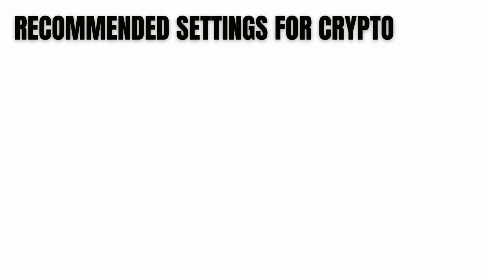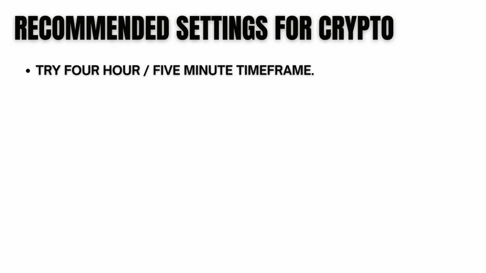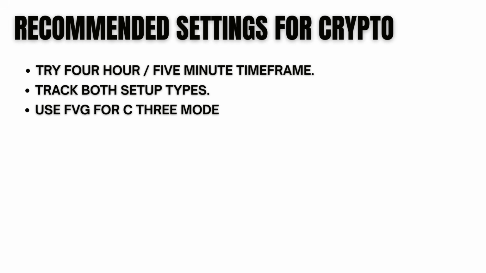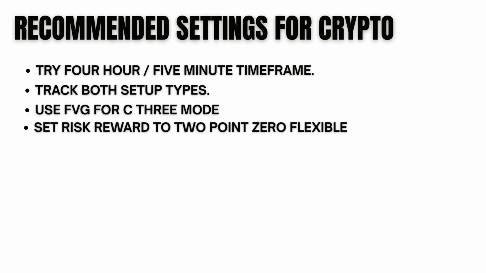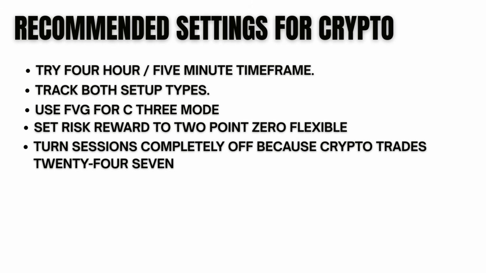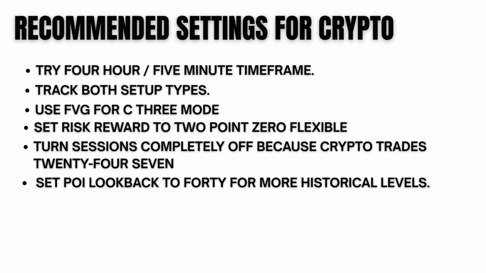For crypto like Bitcoin or Ethereum, try 4 hour/5 minute time frame. Track both setup types. Use FVG for C3 mode. Set risk reward to 2.0 flexible. Turn sessions completely off because crypto trades 24/7. And set POI look back to 40 for more historical levels.